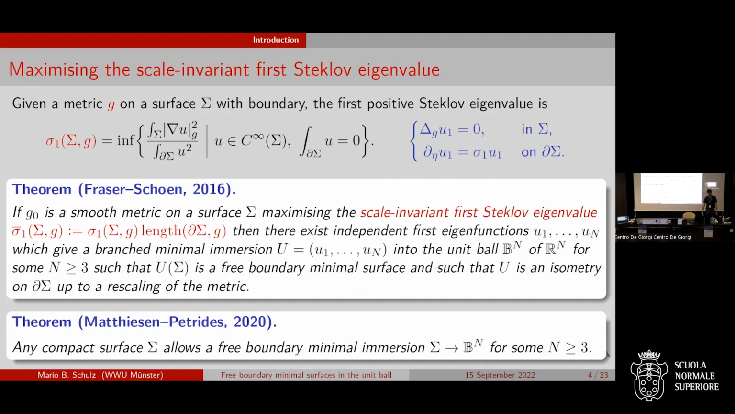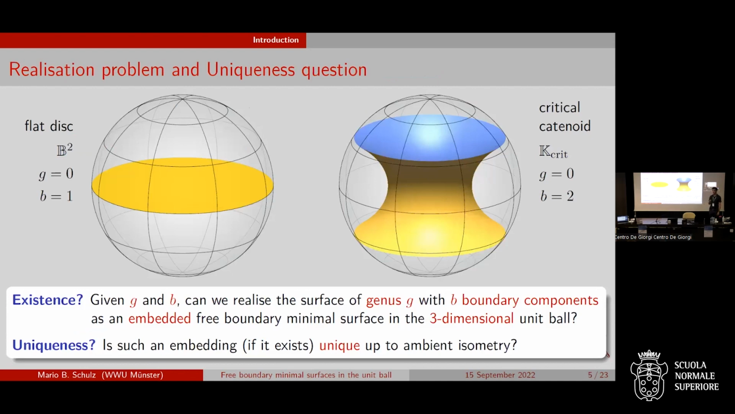Instead, what I would like to focus on in this talk is the stronger question whether, given any surface, we can find an embedding into the unit ball of 3 dimensions. Because these are the surfaces we can actually see. So this is the realization problem I would like to discuss: whether any surface can be realized as an embedded free boundary minimal surface in the 3-dimensional Euclidean unit ball. And of course, if such an embedding exists, is it unique up to isometry, up to ambient rotations? These are the 2 main questions for the talk.